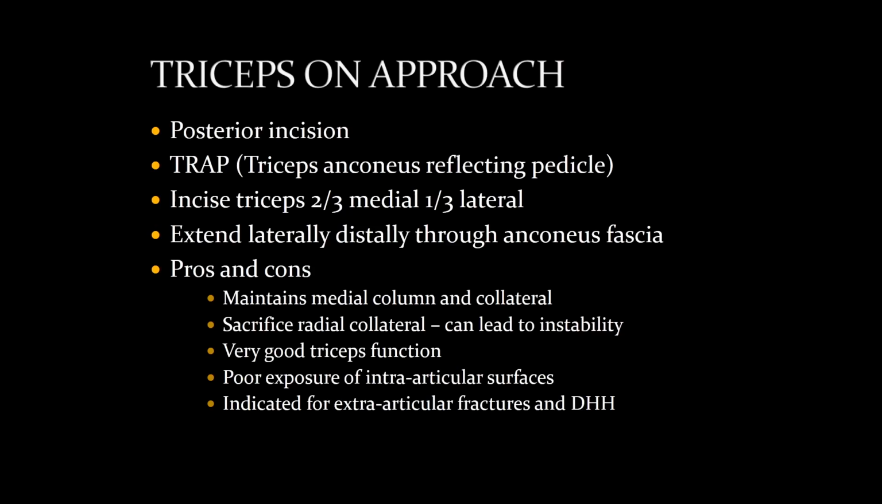And here's the triceps on approach that I would use. I do a posterior incision. I use what we call the TRAP approach, triceps anconeus reflecting split. What you do is you incise the triceps 2/3 medial and 1/3 lateral. You extend your incision laterally through the anconeus fascia or the FCR fascia, and what this does is it maintains your medial column and your collateral, which is the most important of all. You do sacrifice your radial collateral, and this can lead to instability, but you also have very good triceps function with it, but you have very poor exposure of the intra-articular surfaces. And really, I wouldn't advise this for an intra-articular fracture.